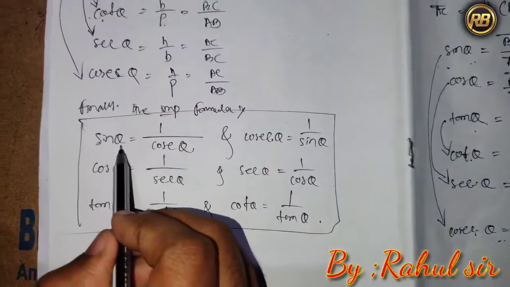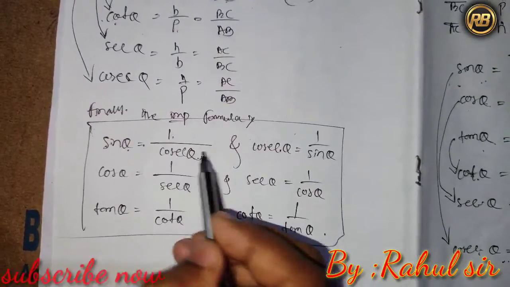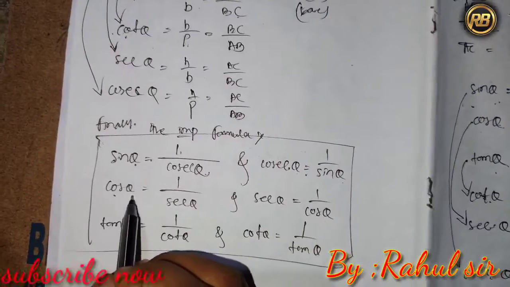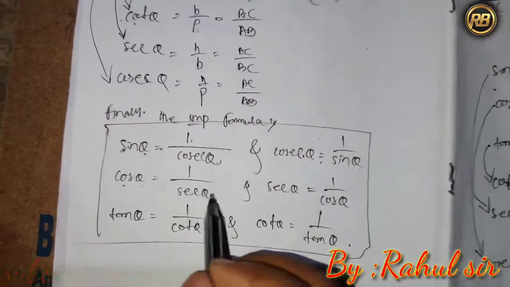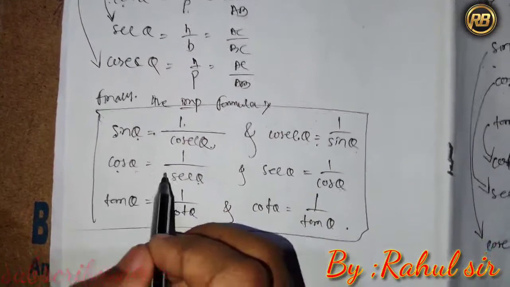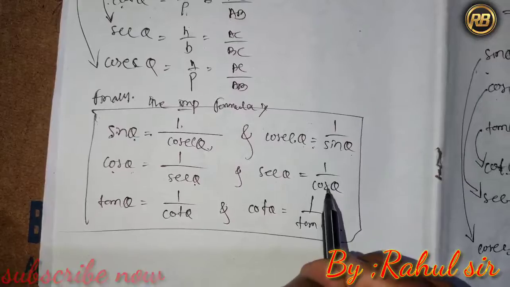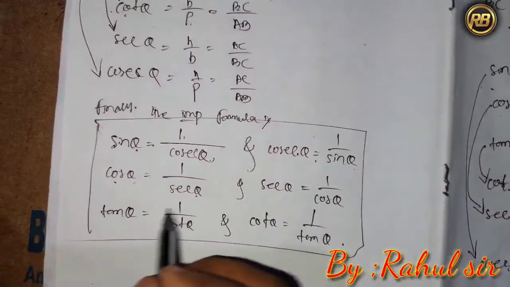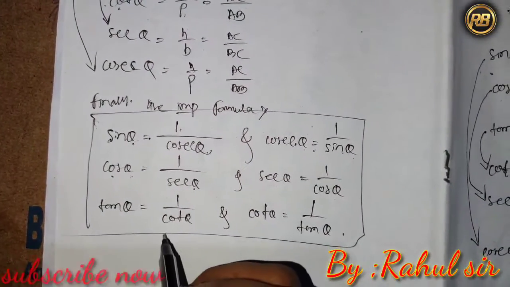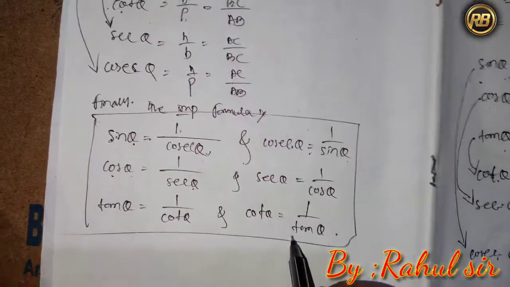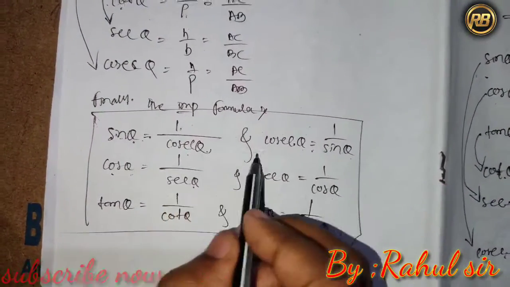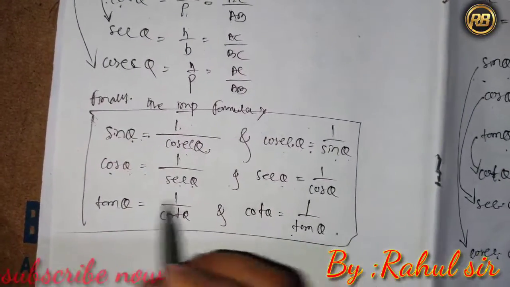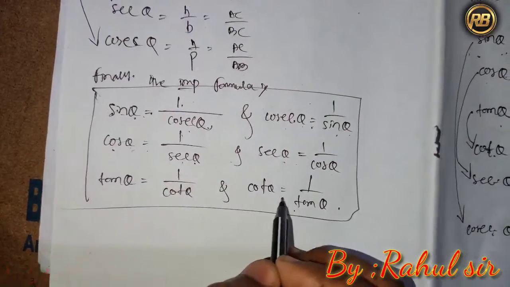because sin theta is the reciprocal of cosec theta, and cosec theta is the reciprocal of sin theta. Cos theta is the reciprocal function of sec theta, and sec theta is the reciprocal function of cos theta. Also tan theta equals 1 by cot theta, and cot theta is the reciprocal function of tan theta. Then sin theta equals 1 by cosec theta, cos theta equals 1 by sec theta, and tan theta equals 1 by cot theta.